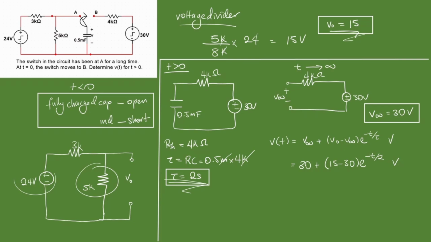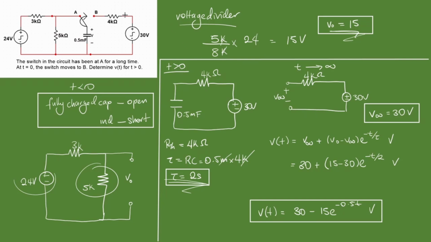All right, 15 minus 30 is minus 15. t divided by 2 is 0.5 times t. So we're going to end up with, very nice, very simply, very elegantly, our voltage as a function of time being 30 minus 15 e to the minus 0.5 t volts. So that's as simple as it gets. It's just to make sure you're analyzing your circuit properly.